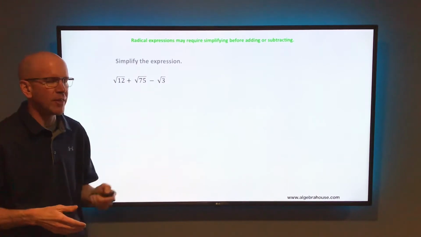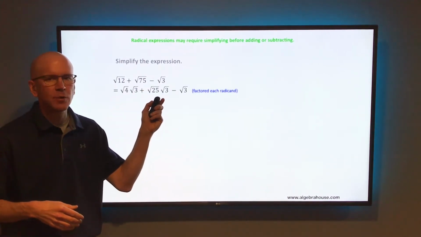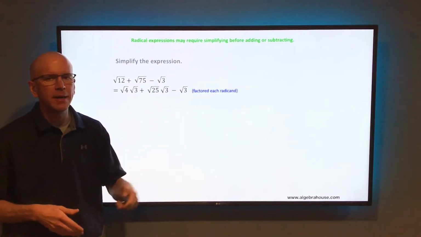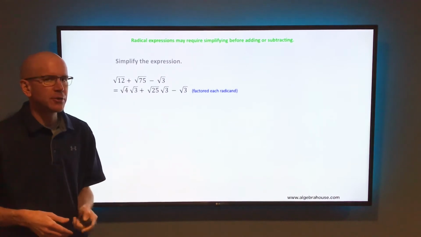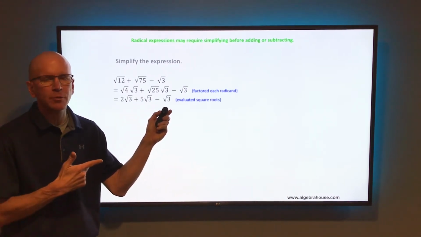The square root of 12 will break into the square root of 4 and the square root of 3. The square root of 75 breaks into the square root of 25 and the square root of 3. And don't forget, you have minus the square root of 3 on the end. Square root of 4 is going to be 2. Square root of 25 is 5. And again, don't forget, you have that minus square root of 3 on the end.